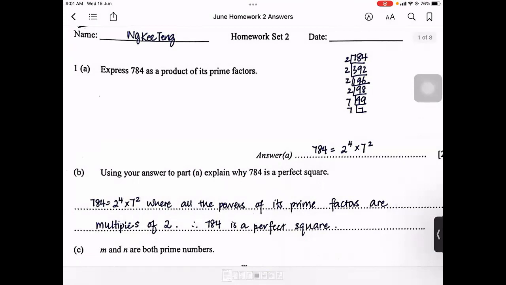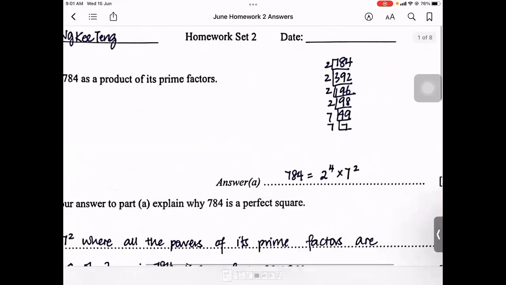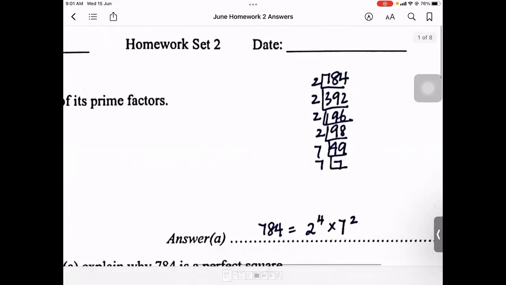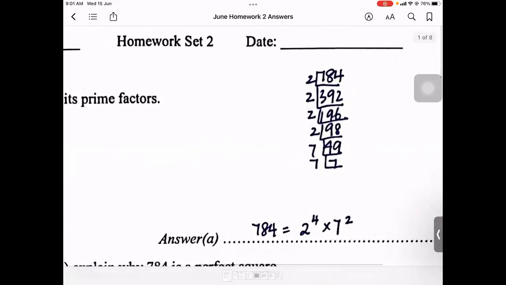All right, now let's do a shorter set, so we might be able to finish earlier than expected. Okay, let's begin with our first question. First one on product of its prime factors. So 784, we do prime factorization. You notice that it's 2 to the power of 4 and then 7 squared, right?